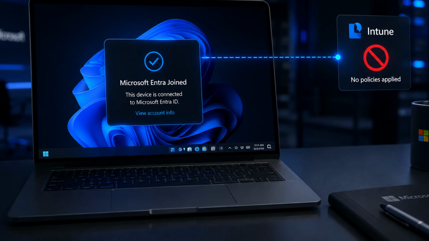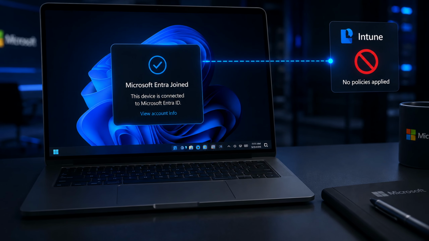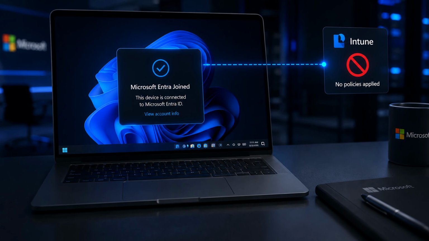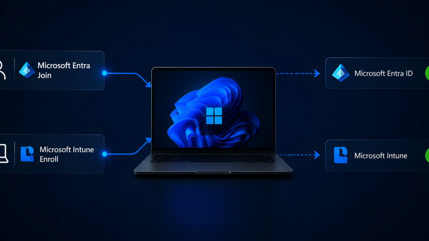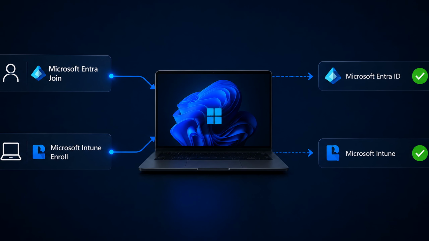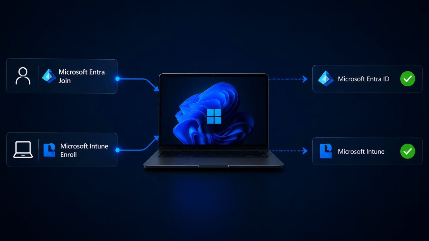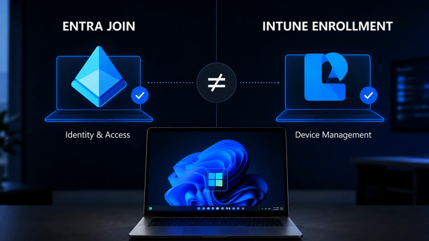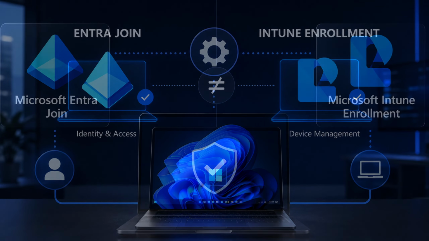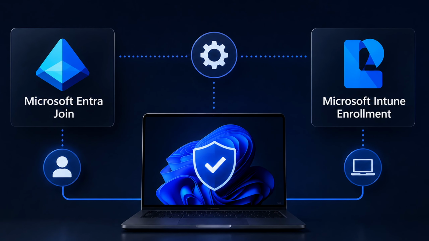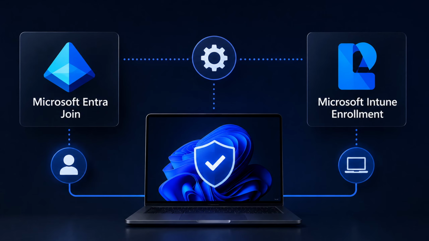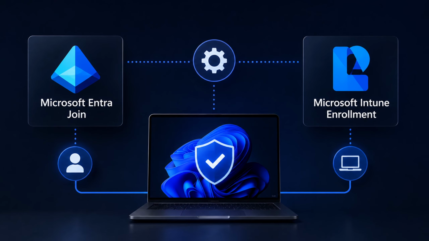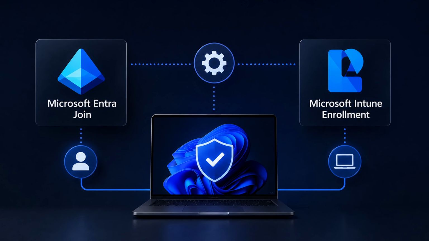So here is the question. If the device is already Microsoft Entra Joined, why is Intune not doing anything? Because joining a device to Microsoft Entra and enrolling it into Microsoft Intune are two different processes. Once you understand the difference, troubleshooting Windows devices becomes much easier. By the end of this video, you will understand exactly what Microsoft Entra Join does, what Microsoft Intune Enrollment does, and how Automatic Enrollment connects the two.